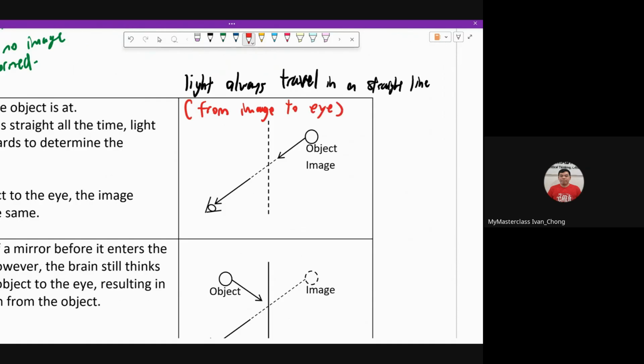Okay? Just to recap, the parts in brackets, you should not write during your exam. It's mostly in your own head when you repeat to yourself. Light always travels in a straight line. So if there's no mirror or no surfaces blocking you, you will see the object and the image at the same position. The object is here, your image is also here. So you just draw a single straight line. This is how you see the image and the object itself.